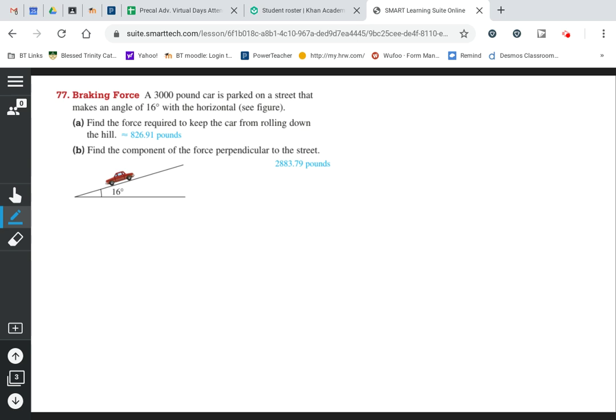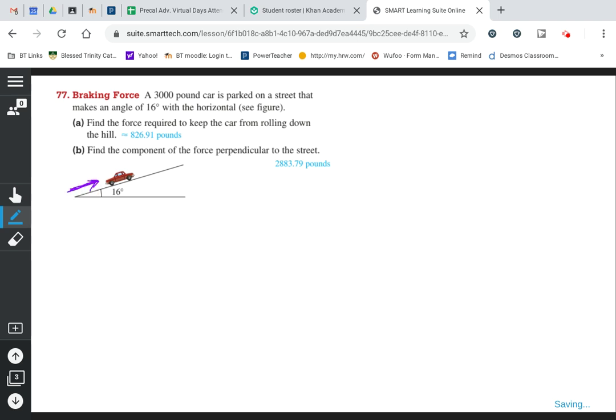All right. The next one is one of the car problems, and this one is a popular one to be asked about. It asks us to find two things. One is to find the force to keep the car from rolling down the hill. The other is to find the component force perpendicular to the street. These are the tricky ones in terms of you have to redraw your triangles. So for part A, we need to find the force that is keeping the car going in that direction. We want to find that vector magnitude right there.